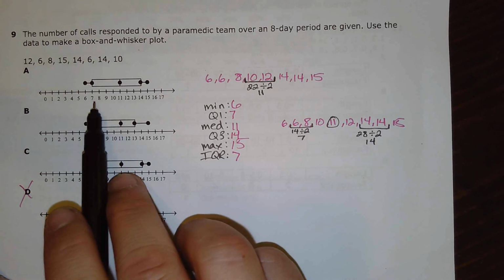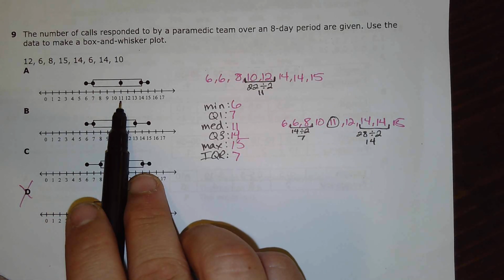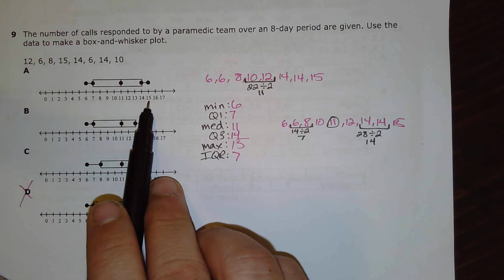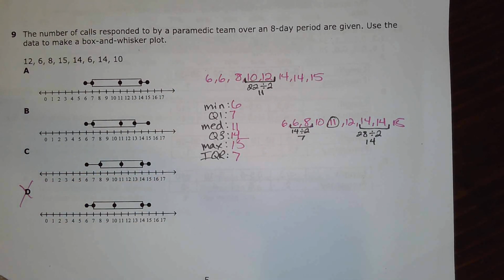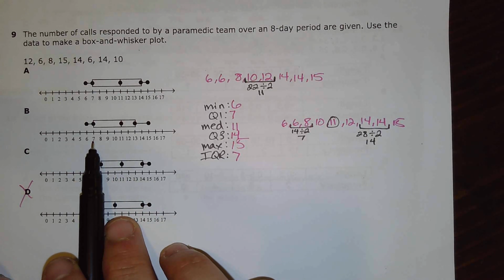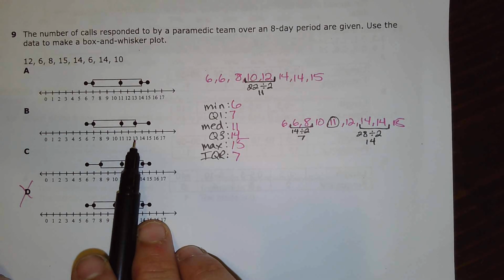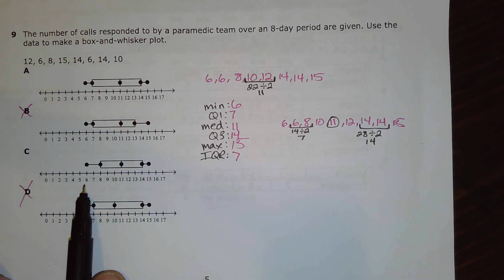Let's look at A. Minimum 6, quartile 1, 7, median 11, quartile 3, 14, maximum 15. That one looks good to me, so that's probably going to be my answer, but let's double check. Minimum, quartile 1, median. Quartile 3 is where they're messing up here. Quartile 3 is not 13, so B is wrong.